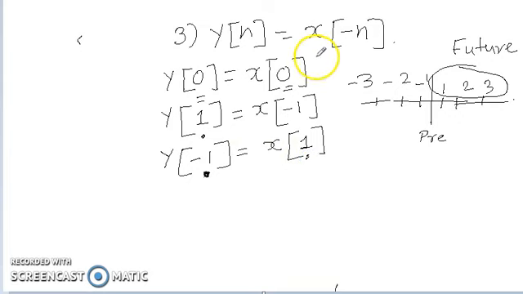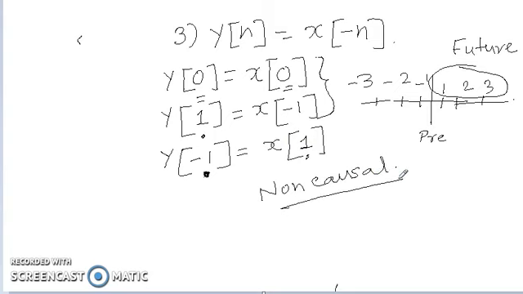Though we are not understanding it with the first two values, with this particular value we can understand that this system sometimes depends on the present input, sometimes on the past input, but in some cases it also depends on future inputs. So it will be a non-causal system.